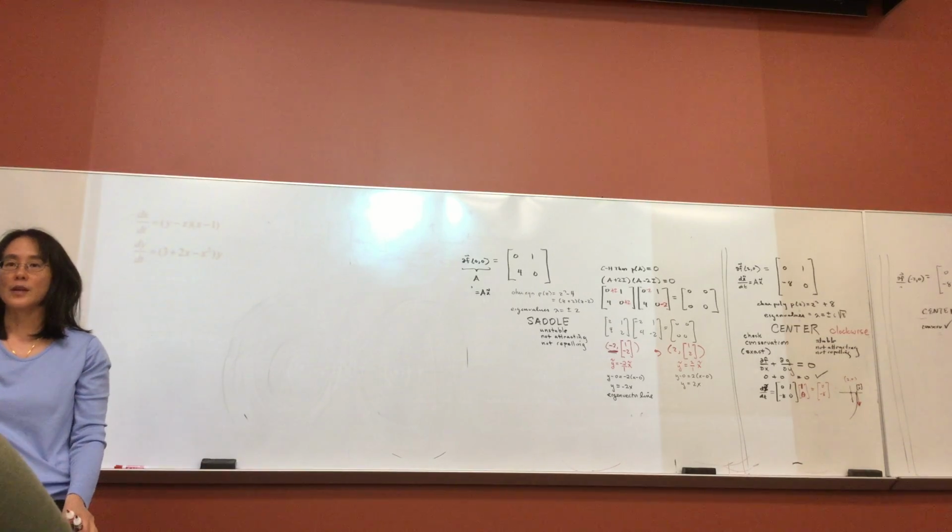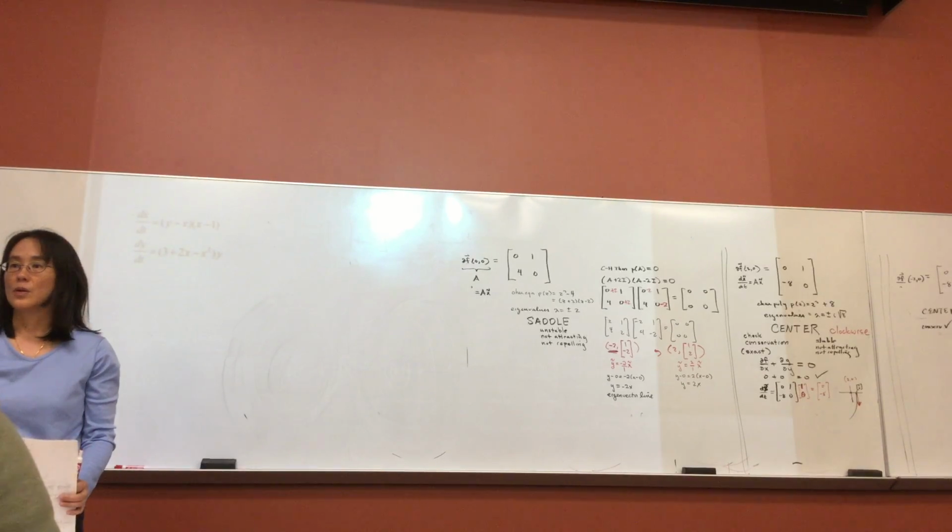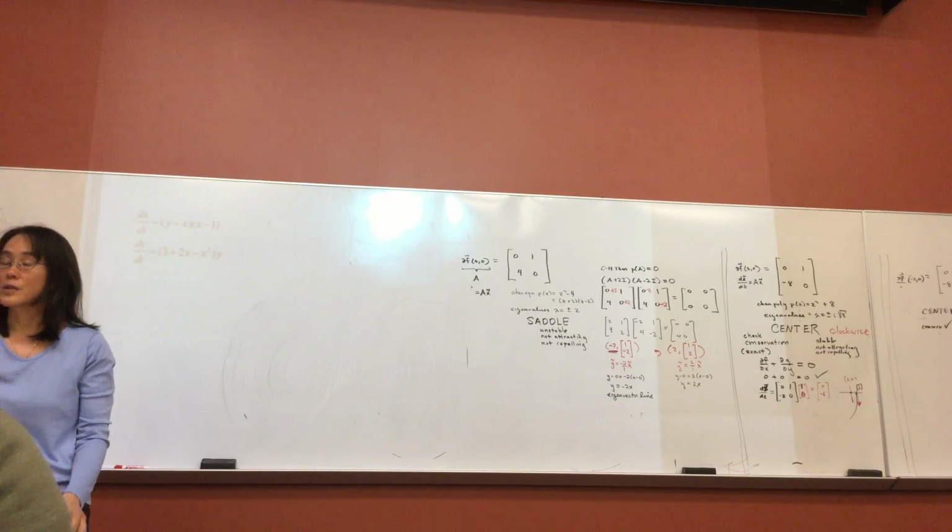So what time do we have right now? 7:47. Sorry? 7:47. Oh, 7:47.